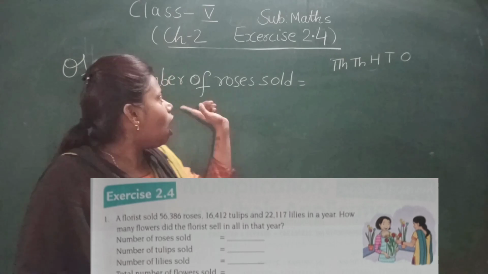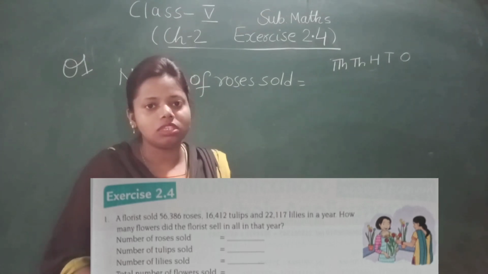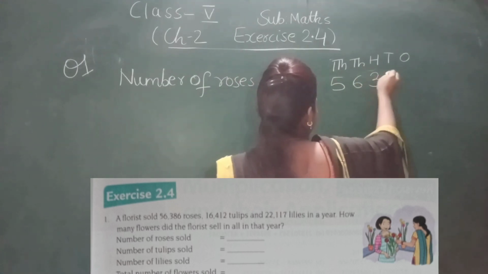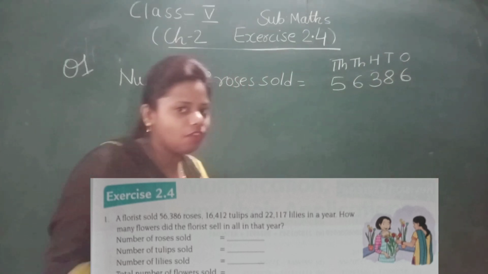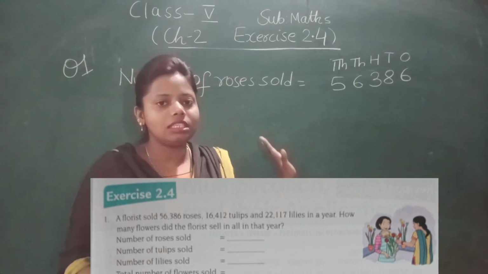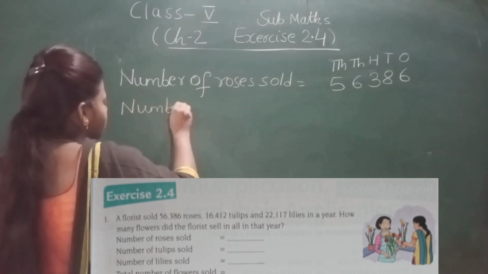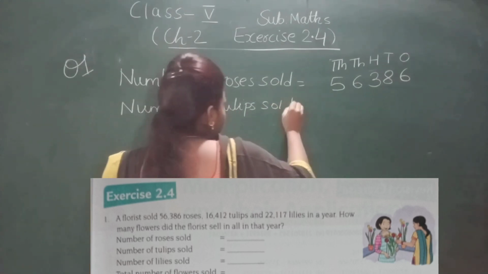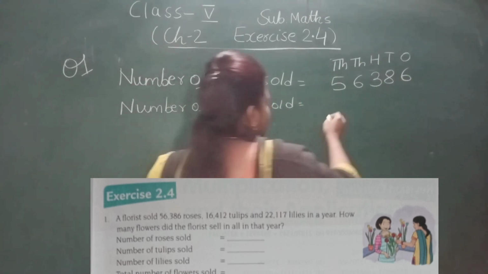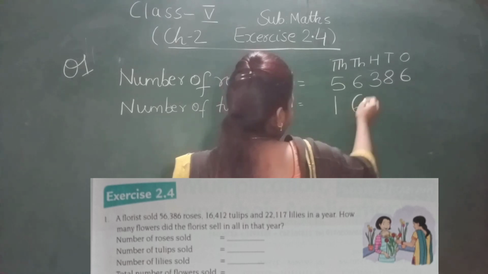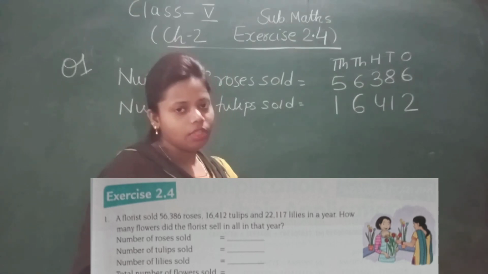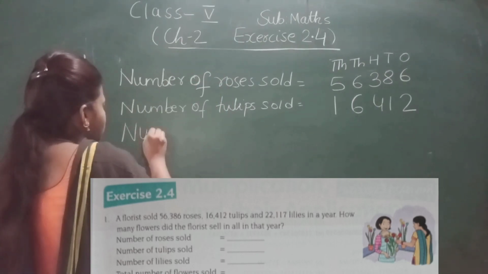Now how many roses has he sold? 56,386. So it has become easy for us to place. Now let's see the number of tulips sold. What is the number of tulips sold? 16,000 and 412, so 16,412.